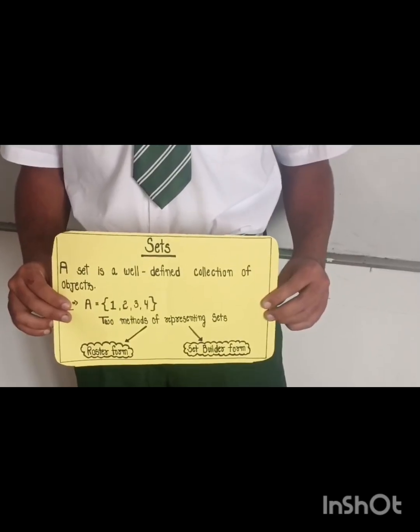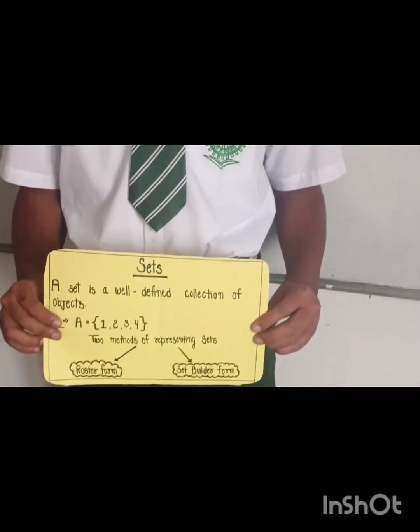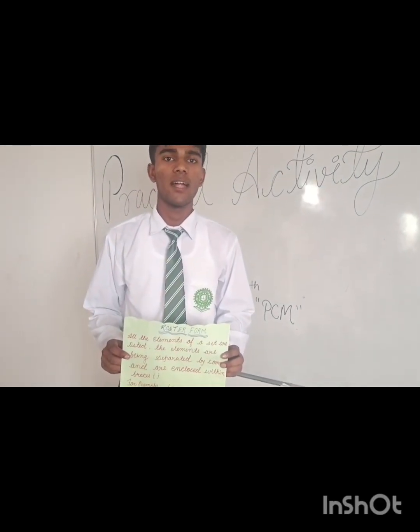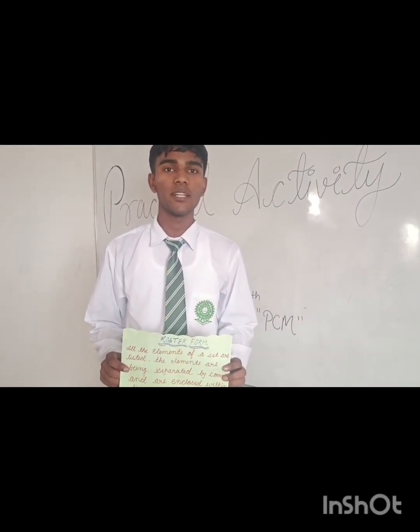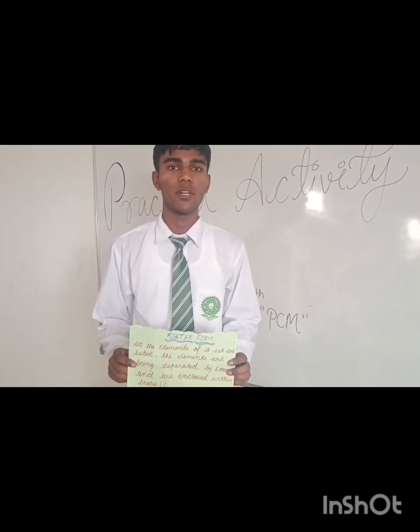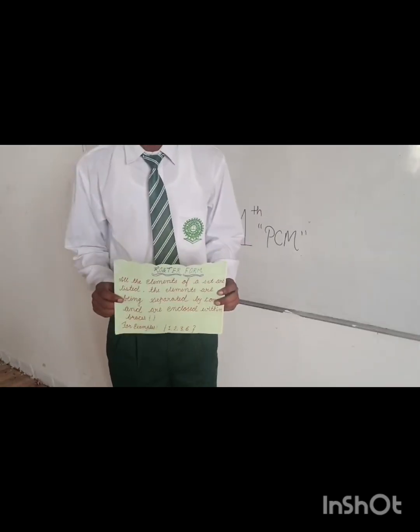There are two methods of representing sets. Method 1, roster form. Method 2, set builder form. In roster form, all the elements are listed, and the elements are separated by commas and enclosed within braces. For example, {1, 2, 3}.